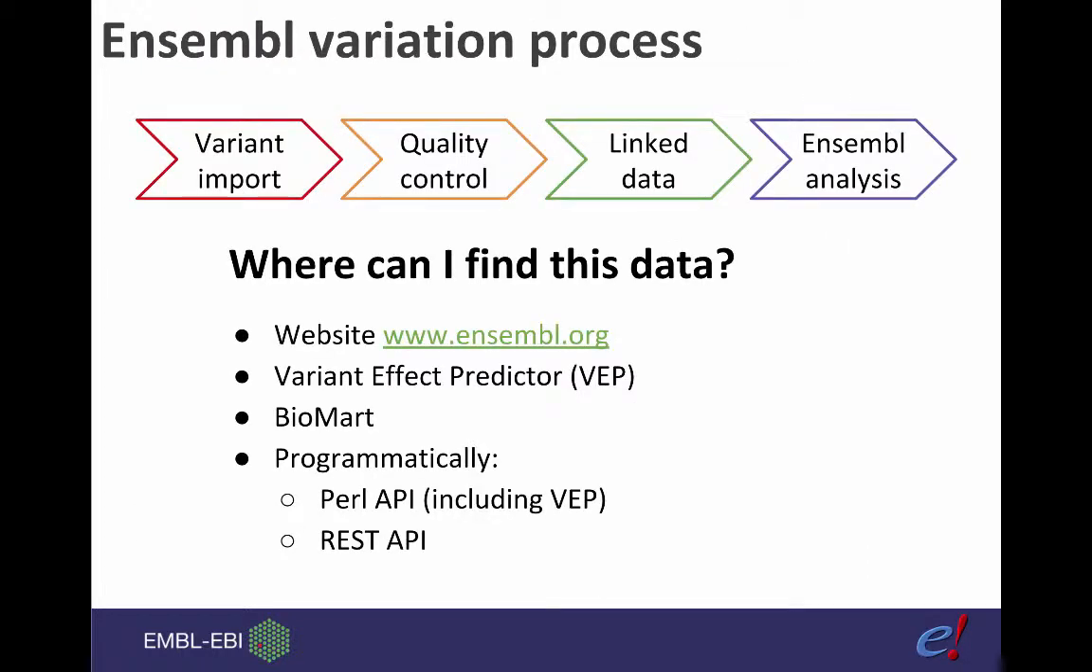So that sums up the variation process, so this 4-step process to getting variant data into Ensembl and analysing it. And you can find this data across all levels of Ensembl. So we're going to have a look at the website in the demo, but you can also find it, of course, in the Variant Effect Predictor, which is also available as a script, in BioMart, and programmatically looking at both the Perl API and the REST API.